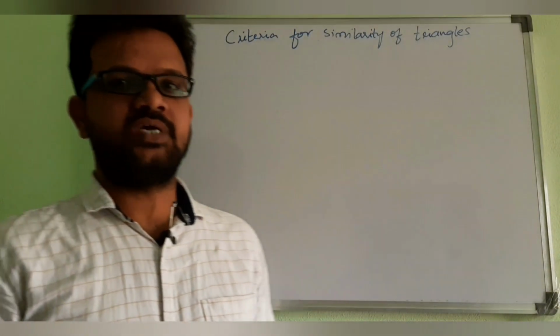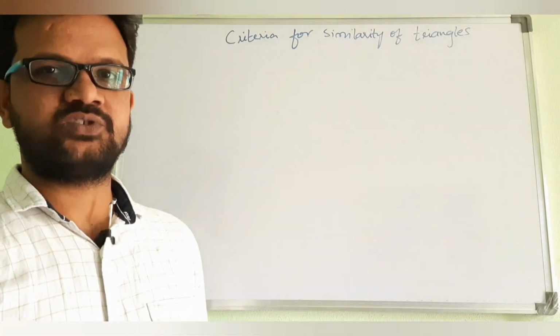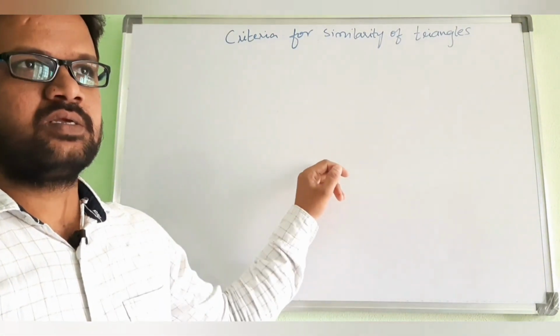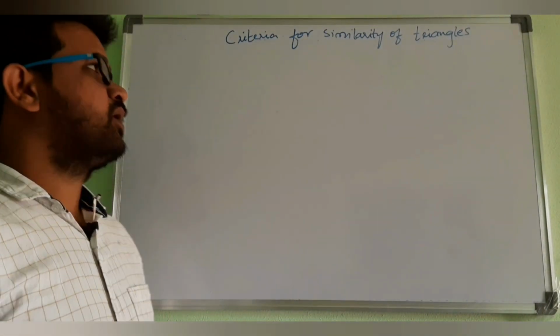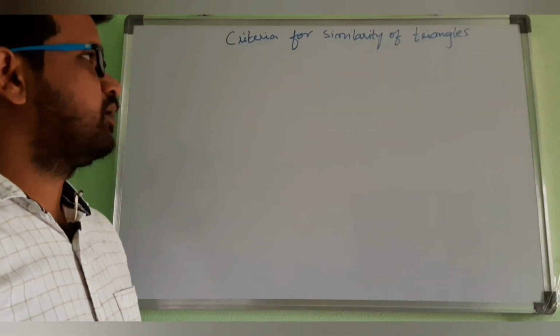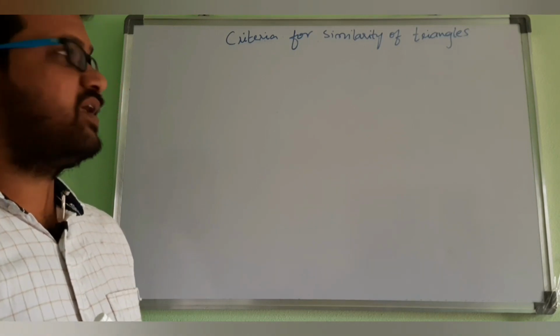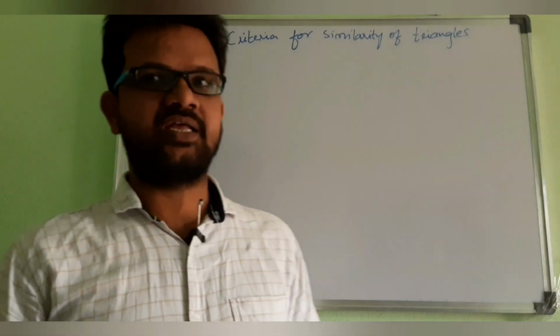In the previous session we studied BPT and the converse of BPT, and we solved sums based on BPT and the converse of BPT. So today we learn about criteria for similarity of triangles.